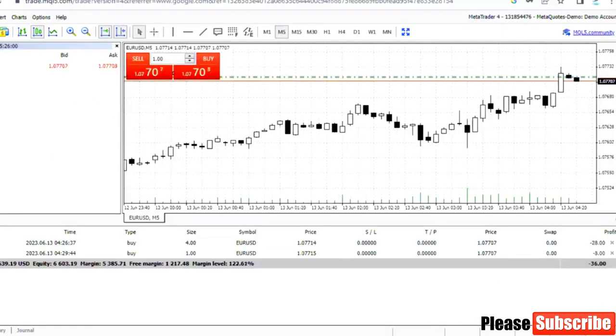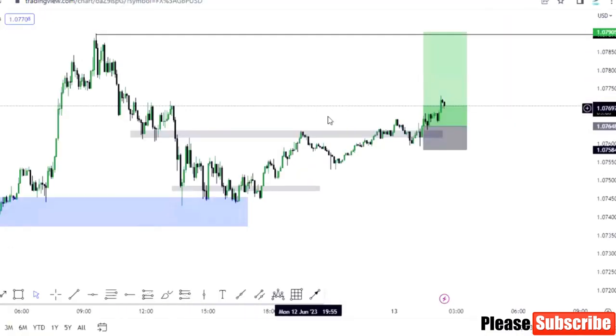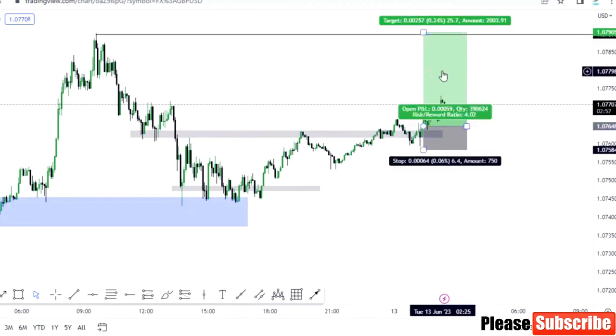So I'm currently in drawdown, but I'm waiting for the market to play out. I think the volatility hasn't kicked in yet, but let's sit back and watch the market play out. See, this is a strong pivot level for us, so we should be expecting the market to buy from here all the way up.